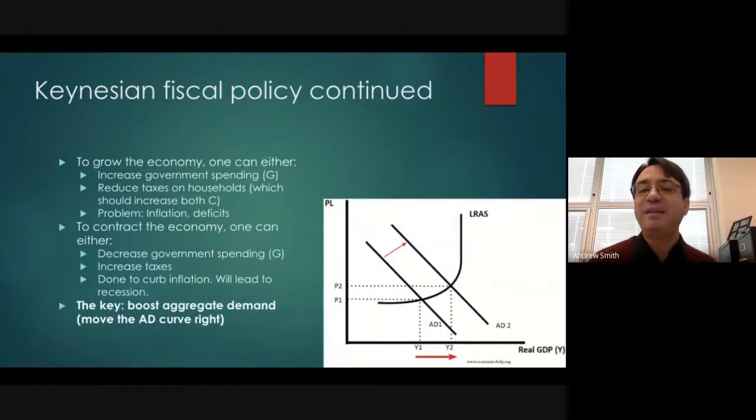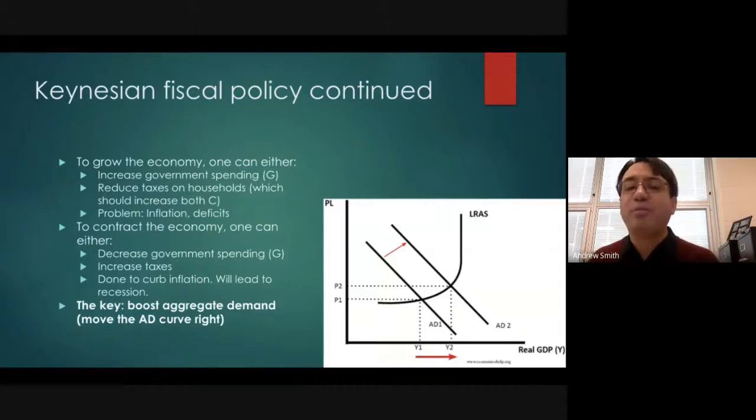So the basic idea behind the Keynesian model is that to grow the economy, one can either increase government spending or reduce taxes on households. And again, the problems with this are twofold. Number one, inflation in the short term. And number two, deficits. And again, inflation is actually a monetary phenomenon, but there is a part of the Keynesian theory as well that deals with increasing the money supply to facilitate the increase in government spending. And we're going to look at the money supply more next week.